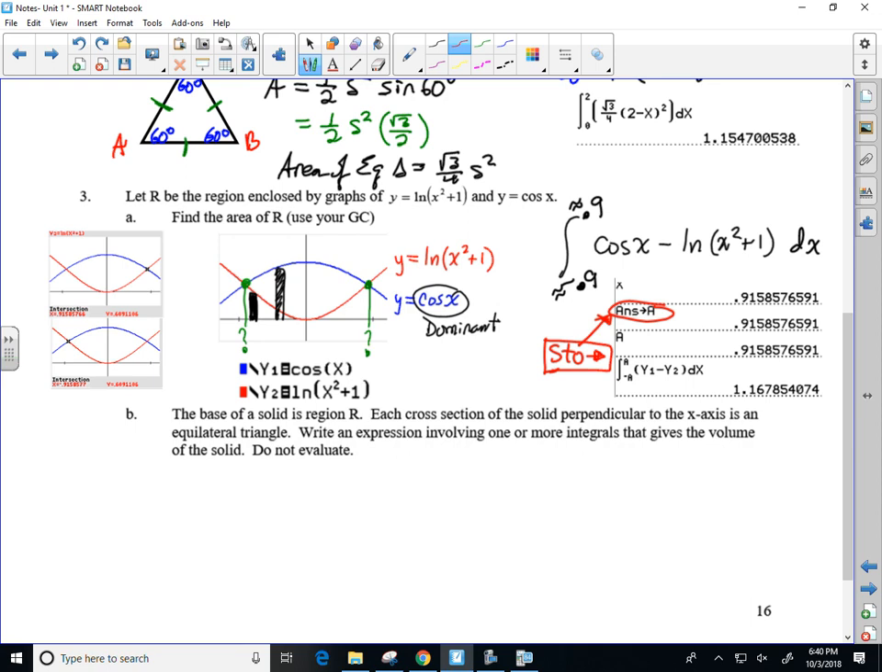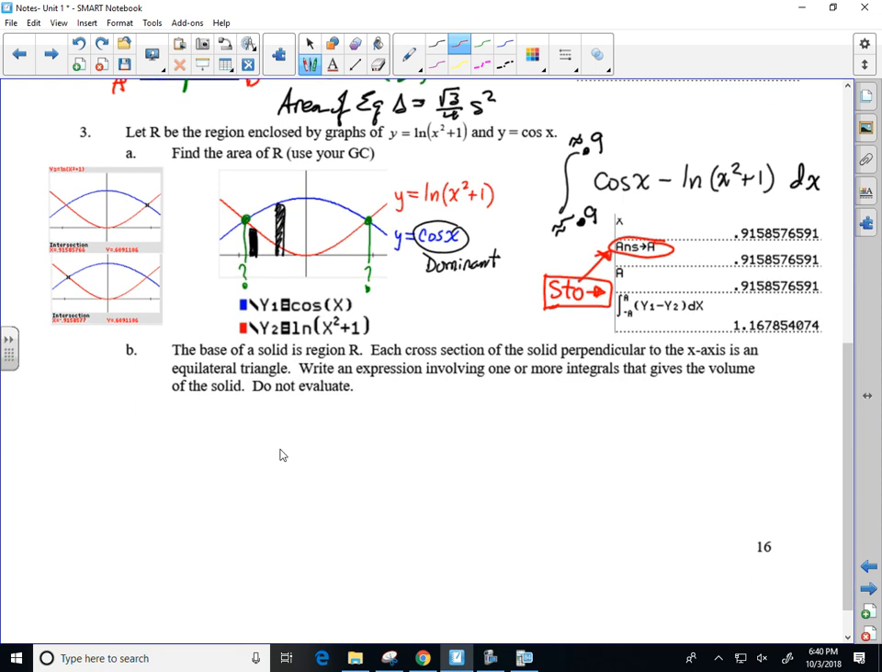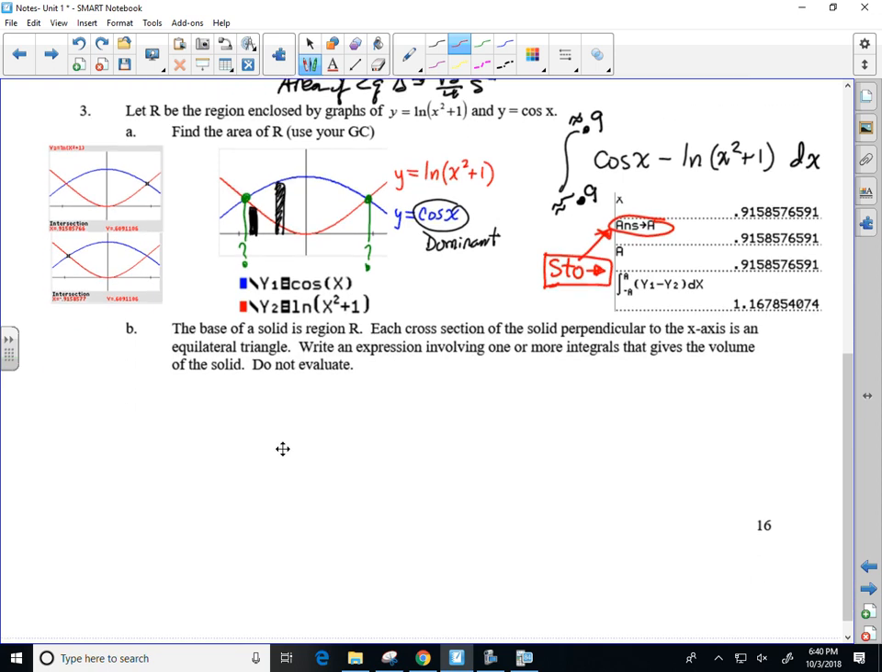So part B, the base of a solid is region R. Each cross section, so we have our region R, that's that mess up there. Each cross section of a solid perpendicular to the x-axis is an equilateral triangle. So we're back to the equilateral triangles. Write an expression involving one or more integrals that gives the volume of the solid. Do not evaluate, right? Because if you had to evaluate, you're just going to do it in a calculator anyway, because we haven't learned how to integrate natural logs yet.